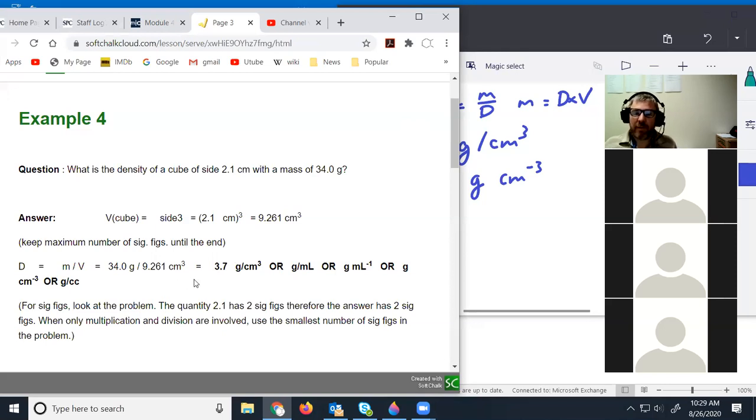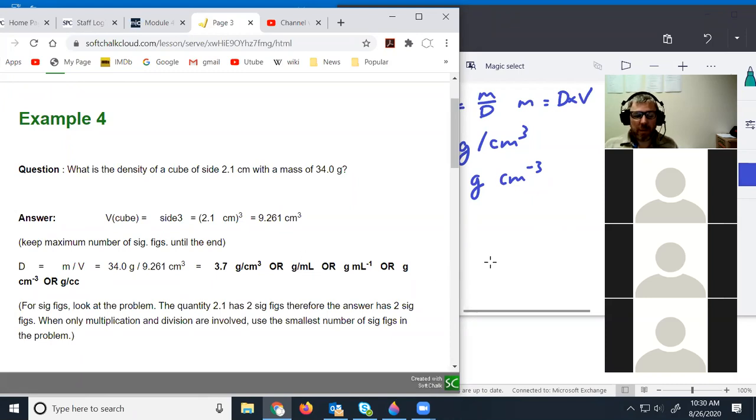Does anybody have any questions about that? What is the difference between grams over milliliter and grams milliliter to the minus 1? There isn't any. It's the same thing. Then what does the -1 exponent symbolize? It means it's on the bottom. Per mil.